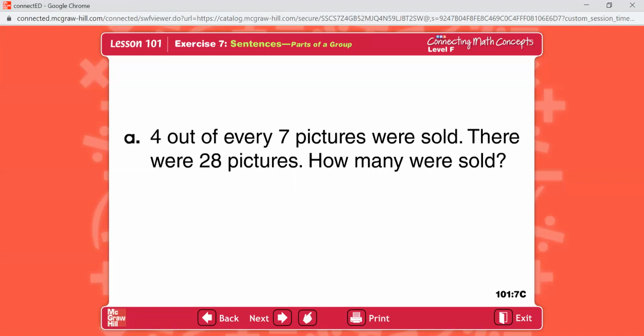4 out of every 7 pictures were sold. There were 28 pictures. How many were sold? Make an equation for the first sentence. The equation should be 4/7 P equals S. 4 out of every 7 pictures, P is pictures, equals is were, S is sold.